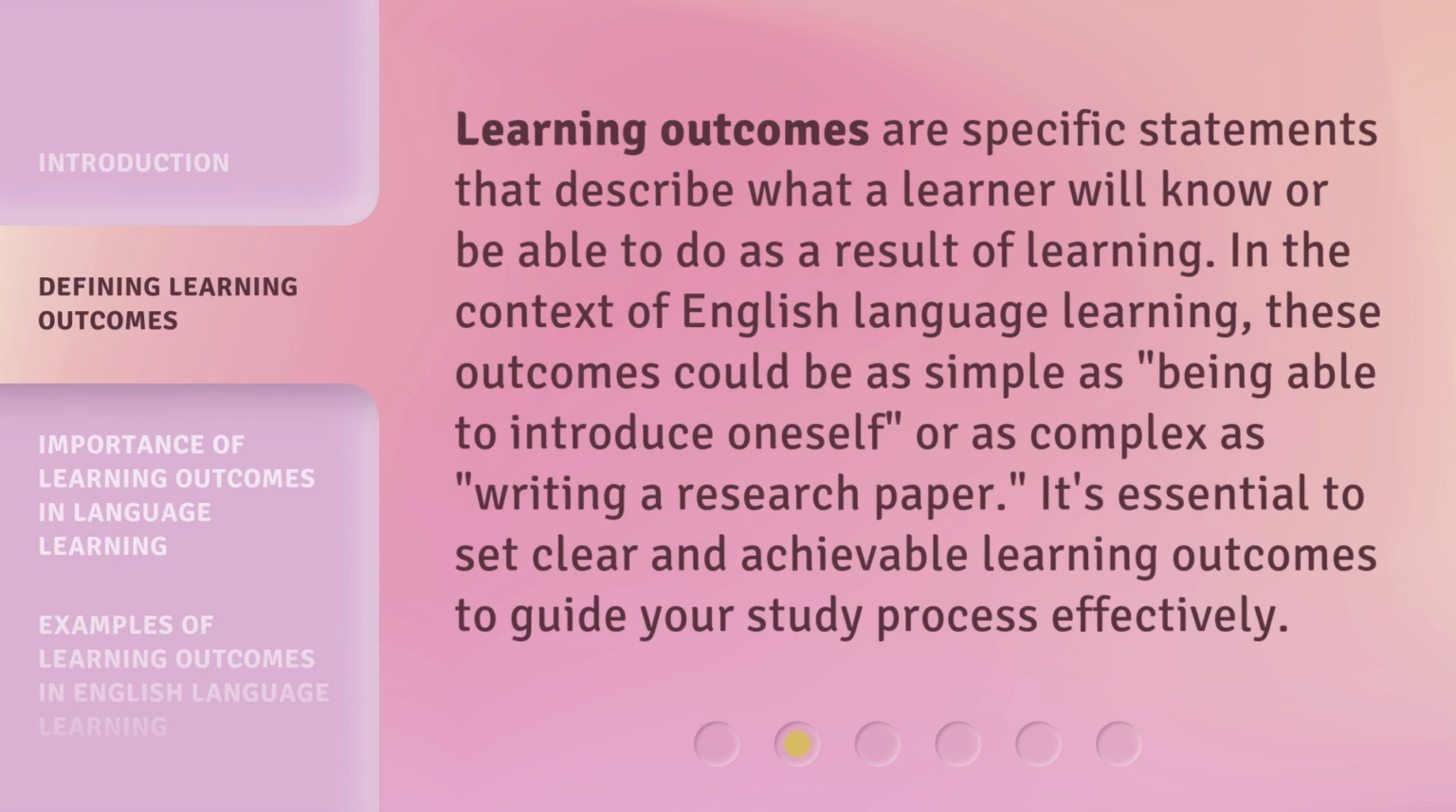Learning outcomes are specific statements that describe what a learner will know or be able to do as a result of learning. In the context of English language learning, these outcomes could be as simple as being able to introduce oneself, or as complex as writing a research paper. It's essential to set clear and achievable learning outcomes to guide your study process effectively.